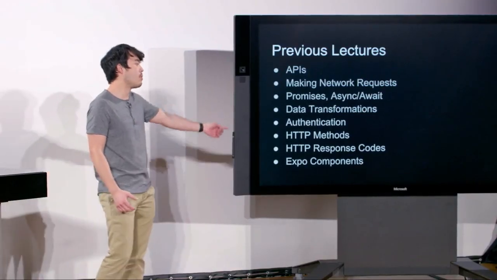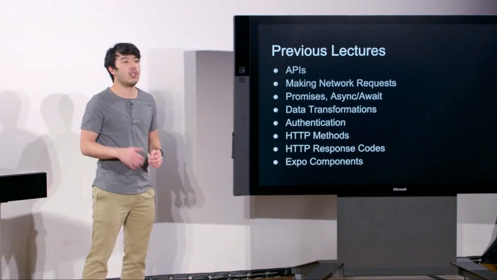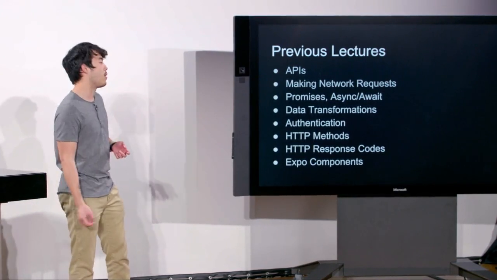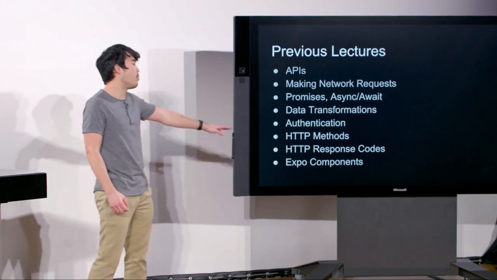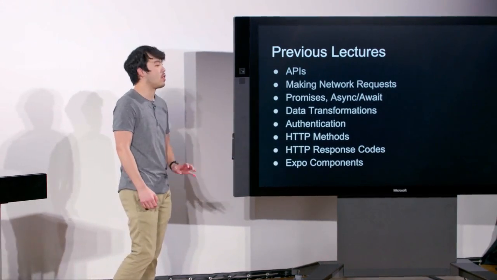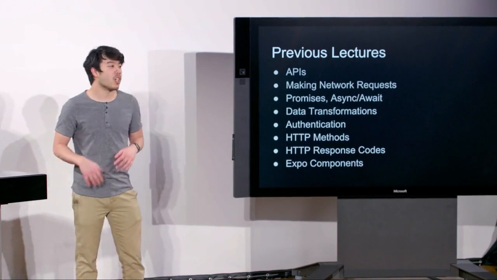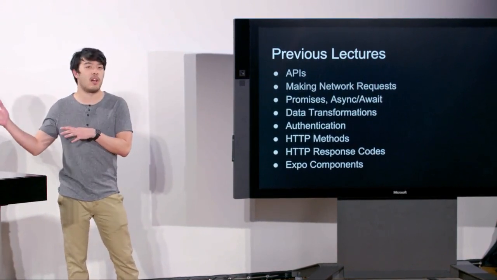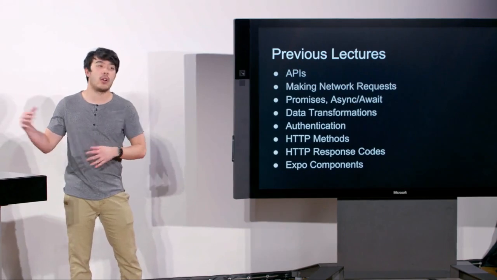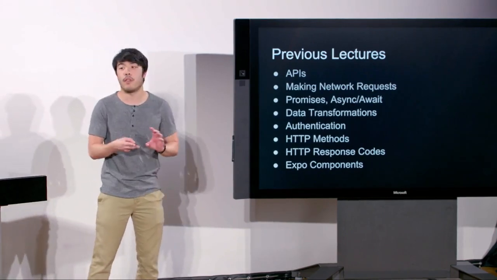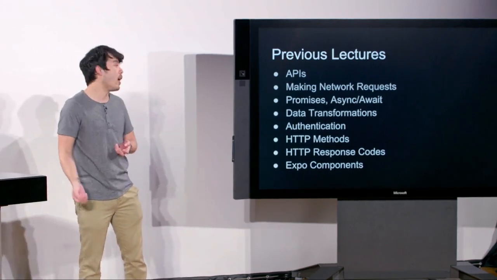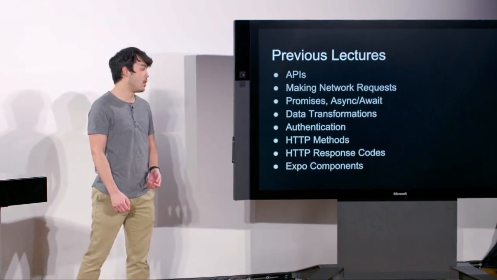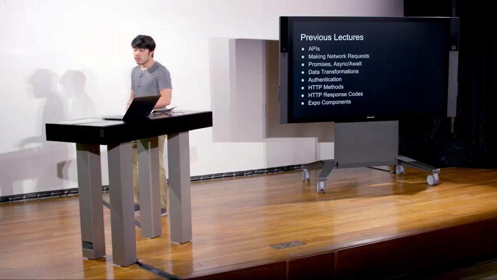We then talked about some simple authentication, meaning how do you ensure that users are who they say they are, and how do you let them into your app after that. We talked about some HTTP methods and response codes, which are basically a specification that lets you take a response from a network request and know exactly if the request succeeded or if it failed, and if it failed, then why did it fail. And then lastly, last week, we had Charlie Cheever as our guest to talk about Expo components.